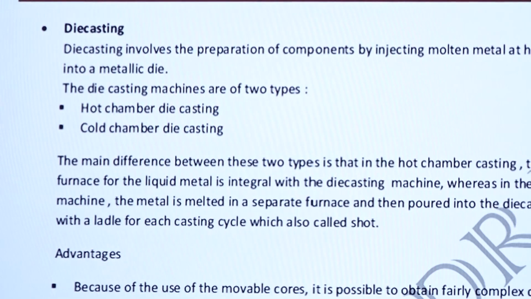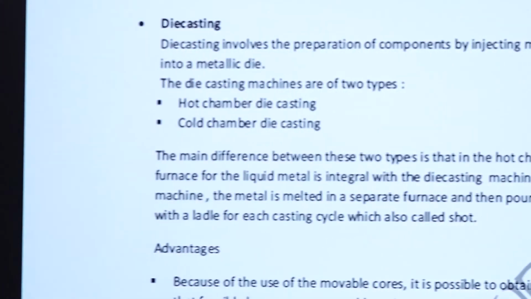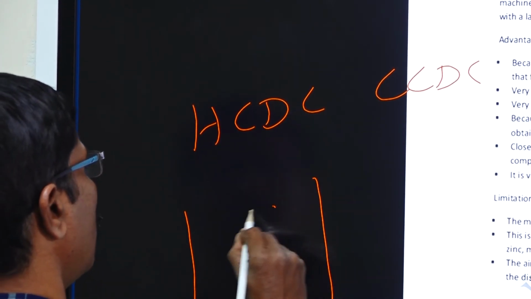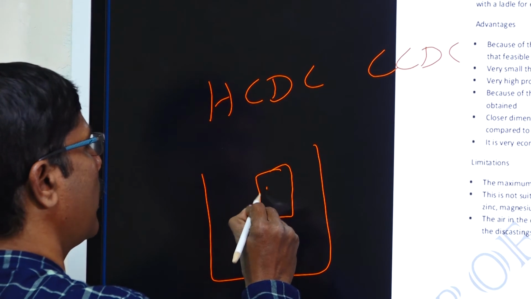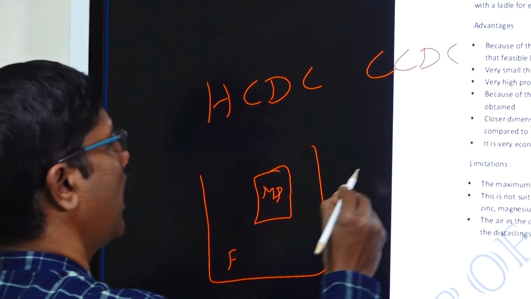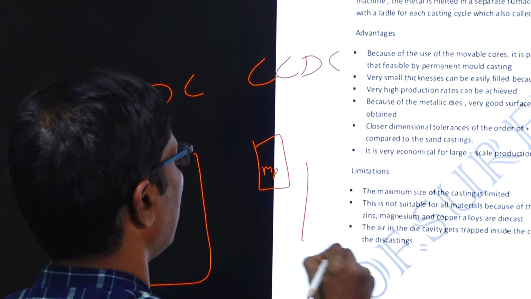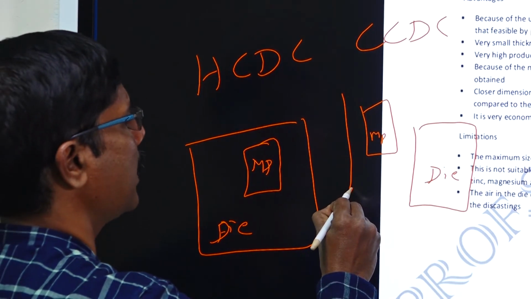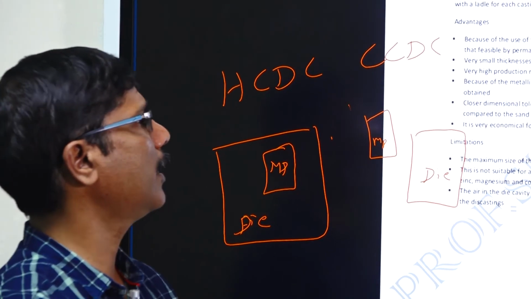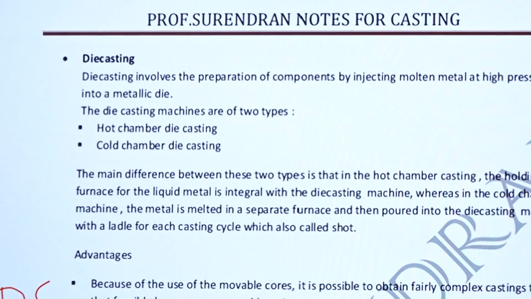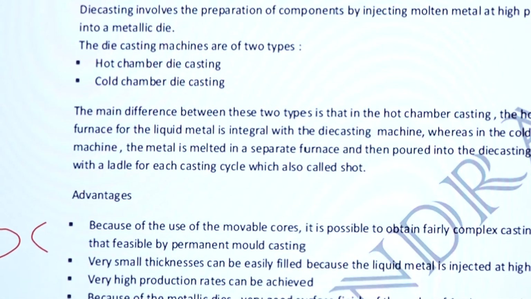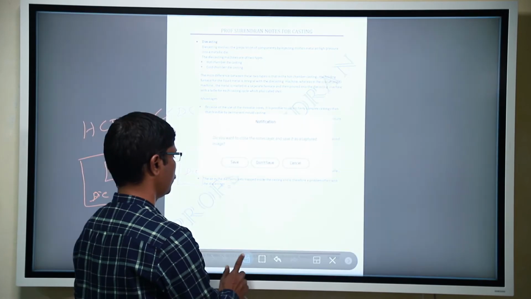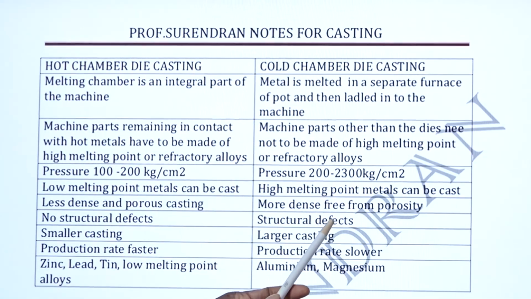Die casting, we are having a die. It may be hot chamber die casting and cold chamber die casting. Hot chamber die casting means the melting pot is inside the furnace itself, together with the die. In cold chamber die casting, the melting pot is kept separate and the die is kept separate. The hot chamber die casting is used only for low melting point alloys. It should be noted. So this is the difference: the melting chamber is an integral part of hot chamber die casting, and in cold chamber it is separate.